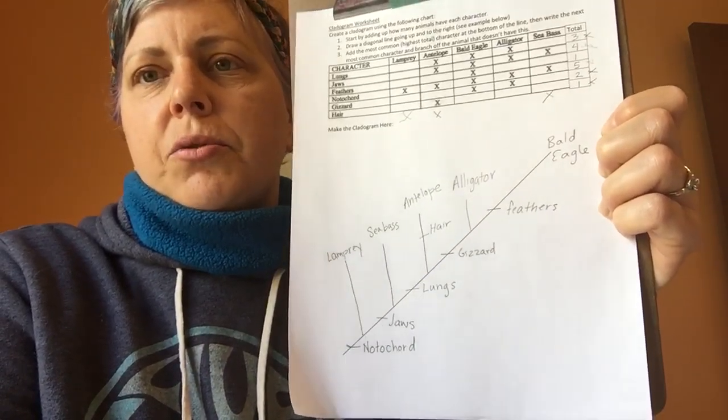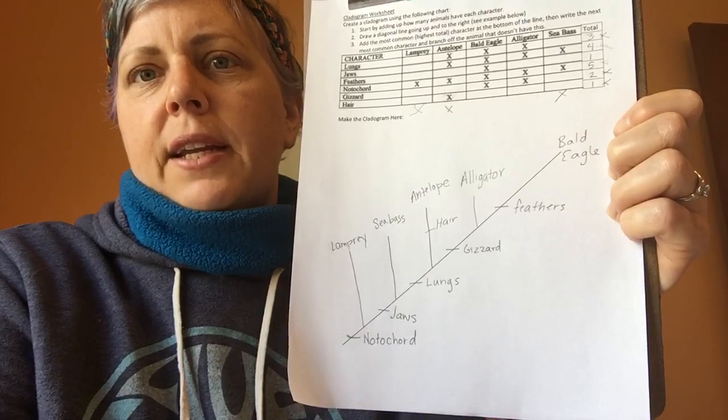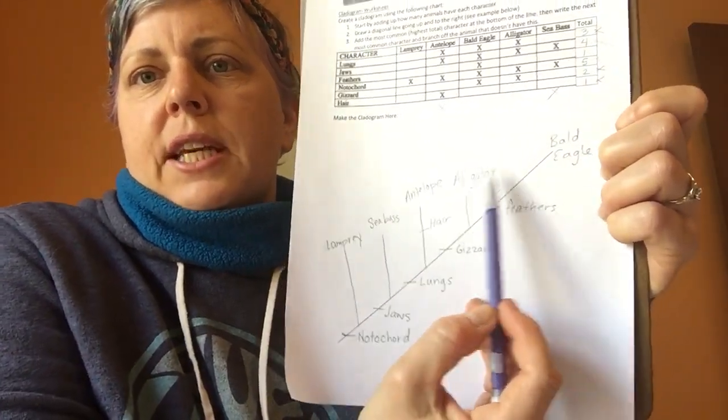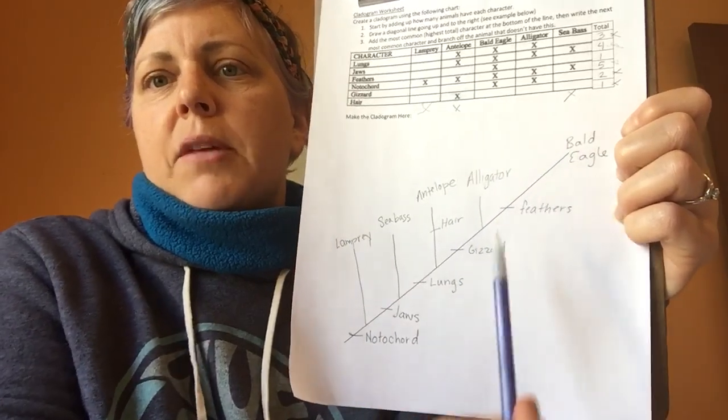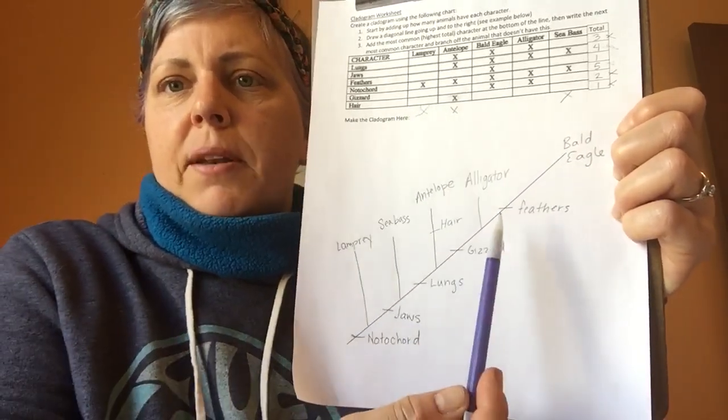And if I asked you who is more closely related, bald eagle and alligator or bald eagle and sea bass, you can see that the alligator is more closely related to the eagle. It shares more things in common with each other. The bald eagle only shares a notochord and jaws with the sea bass, but it shares notochord, jaws, lungs, and a gizzard with an alligator. So they're more closely related because they have more things in common.